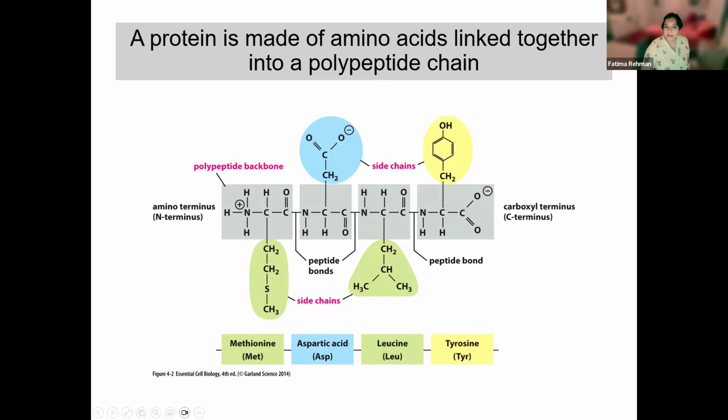Now, in this case, you have methionine, aspartic acid, leucine, and tyrosine. All proteins, polypeptide chains, are going to start with methionine, and then will continue with other amino acids in tow, and we'll learn about that later on as well. The amino terminal is going to be at the beginning, and the carboxyl terminal will be at the end of the polypeptide chain.